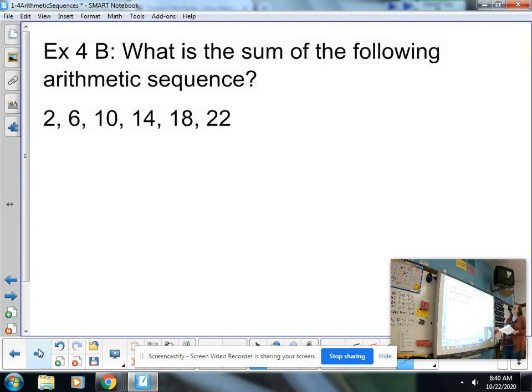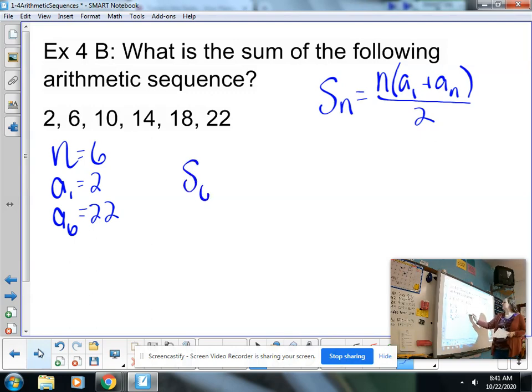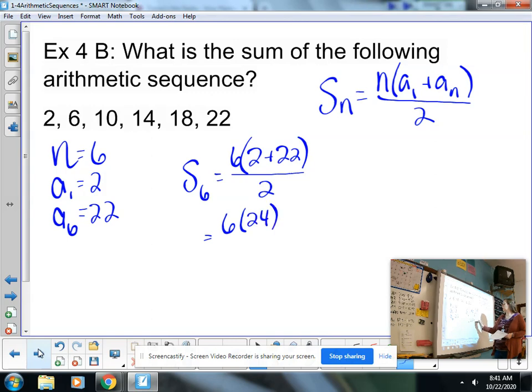So, what is the sum of the following arithmetic sequence, using that sum formula? I have 1, 2, 3, 4, 5, 6 terms. My first term is 2. My last term, which I'm going to call A6, is 22. And then we simply plug in. So S6 is going to equal 6 times 2 plus 22, and then divided by 2. So 2 plus 22 is 24. So you have 6 times 24 divided by 2.